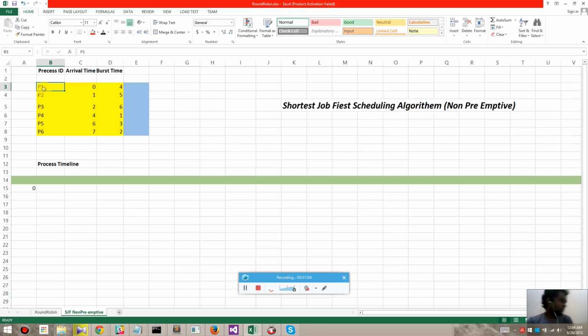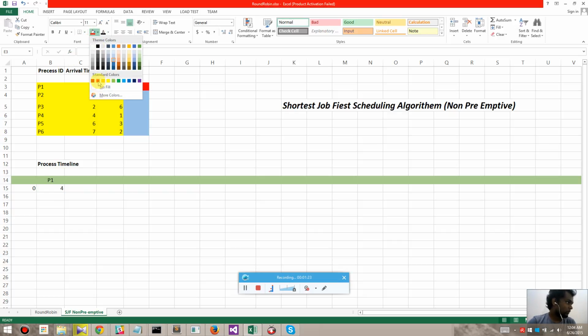Right, P1. P1 is the first process, and its arrival time is 0. It has a burst time of 4, which means that this is the shortest job at the moment. So this one will be executed directly. The timeline will be 4, and process P1 will be executed, and I'll mark P1 as red to clearly mark that it's executed. Since in the shortest job first algorithm a job gets executed completely in one cycle, there is no queuing.